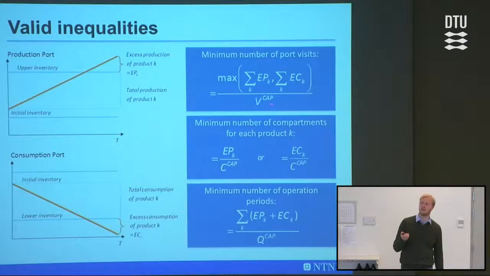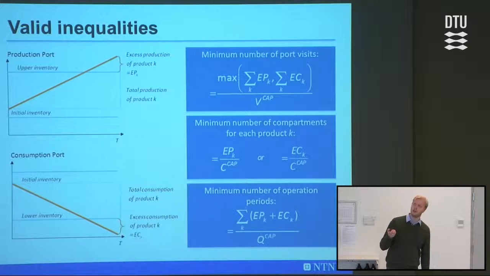Of course, we can make this a little stronger by doing some nice tricks down here, but I don't explain that here. We can then use the same excess production, and divide it by the largest capacity of a compartment, and there we get how many compartments we need to take to this port. So either we take the production or the consumption and divide.